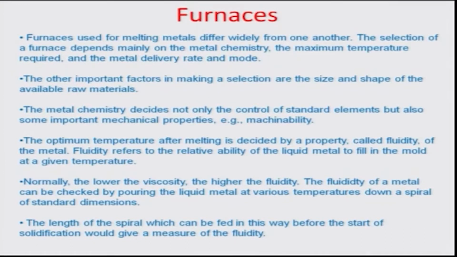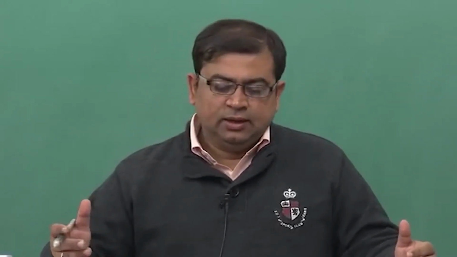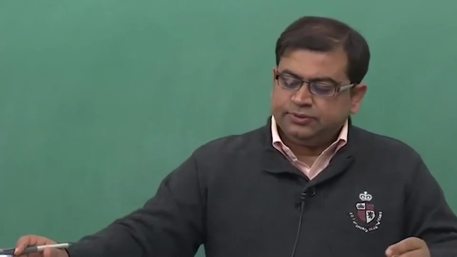So, furnaces used for melting metals differ widely from one another. There may be, for example, an induction furnace, a cupola furnace, or a side blow converter. Depending on the heat transfer modes, or on how you apply energy so that you can melt the material, you can categorize these into various different types.